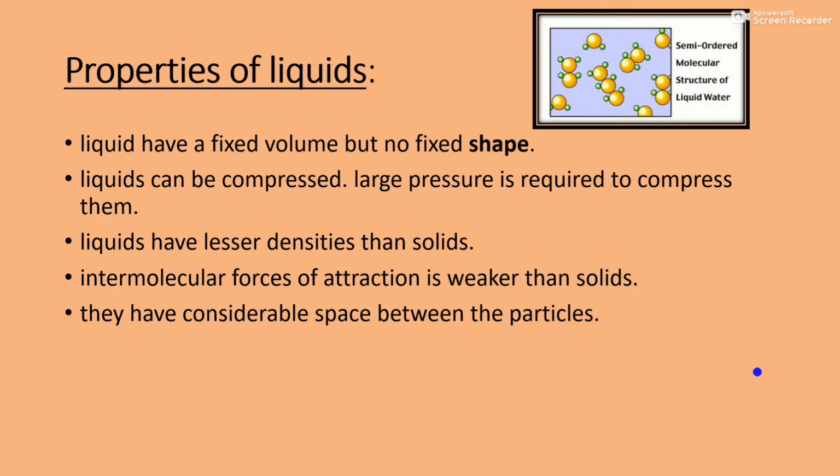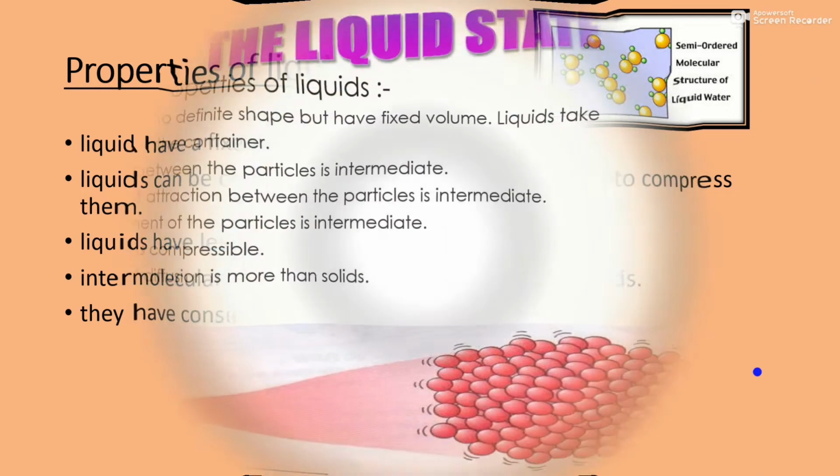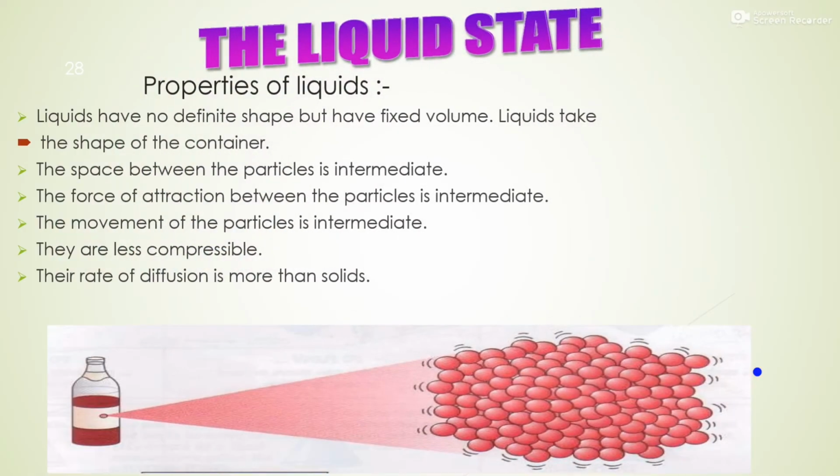Liquids have lesser densities than solids. Intermolecular forces of attraction are weaker than solids. They have considerable space between the particles. So liquids have no definite shape but have fixed volume. Liquids take the shape of the container. The space between the particles is intermediate. That means it is in between solid and gas. The force of attraction between the particles is intermediate. It is also between solid and gas. The movement of the particles is intermediate. They are less compressible. The rate of diffusion is more than solid.